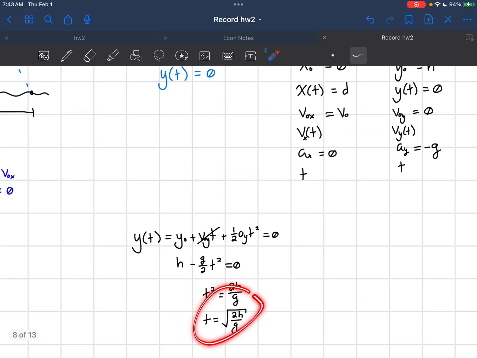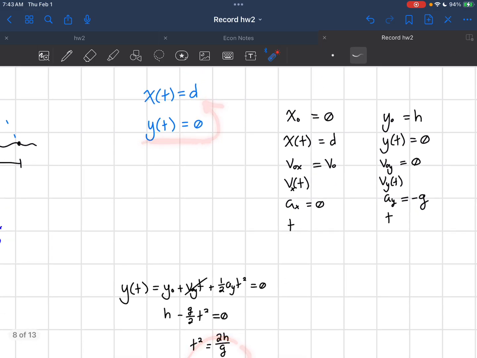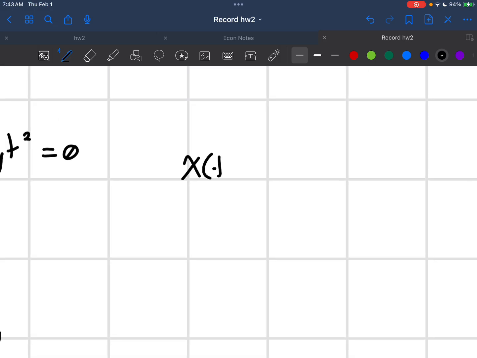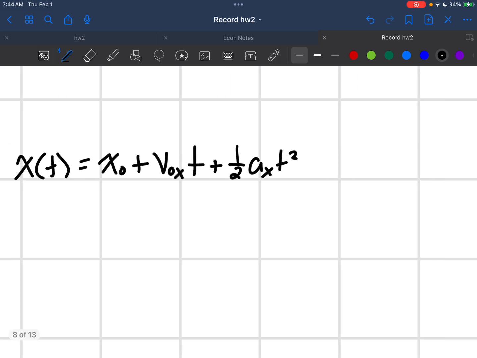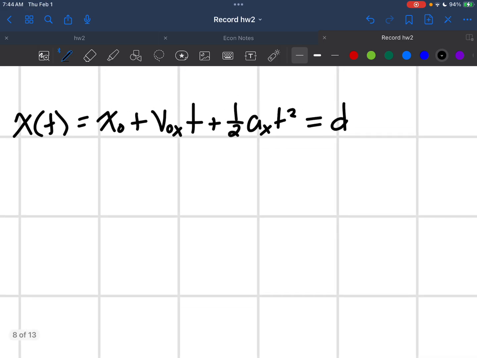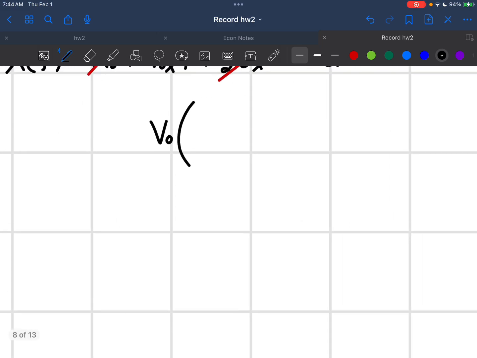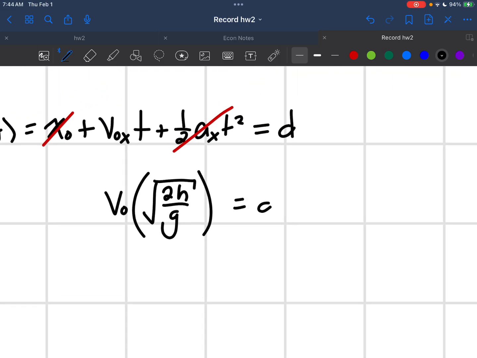Now, that's the time when he lands. So we have to just make sure that at that time when he's landing, my position is what it should be. So I'm going to say that my x of t equals x naught plus v naught x t plus 1/2 ax t squared equals d. Again, we said my x naught was 0, and my ax is also 0, and my v naught x, that's just v naught. And I just have to plug in my t, which is the square root of 2h over g. Set that equal to d.